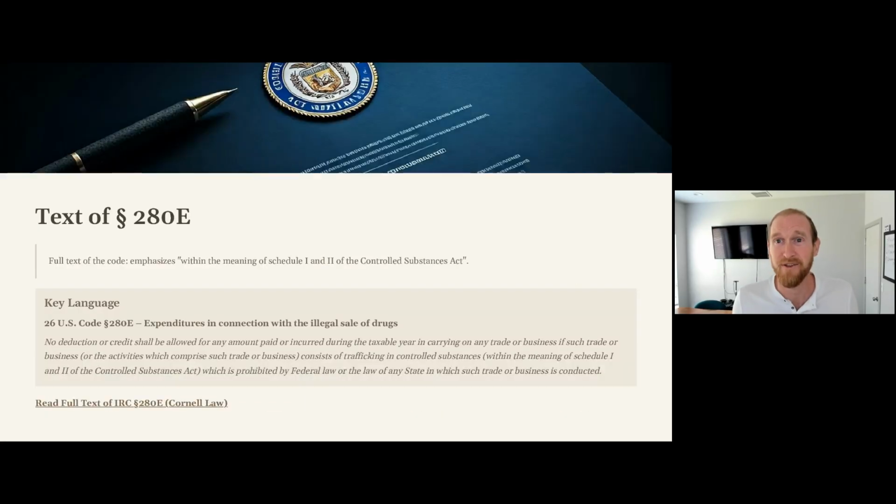Okay, so here's the code. I got ahead of myself a little bit. You can see that it says here, if such trade or business, or activities which comprise such trade or business, consists of trafficking in controlled substances within the meaning of Schedule I and II of the Controlled Substances Act. So that's where we're saying, listen, there's statutory language that supports the fact that cannabis may not fit the criteria of a Schedule I or Schedule II substance, and therefore 280E doesn't apply anymore.